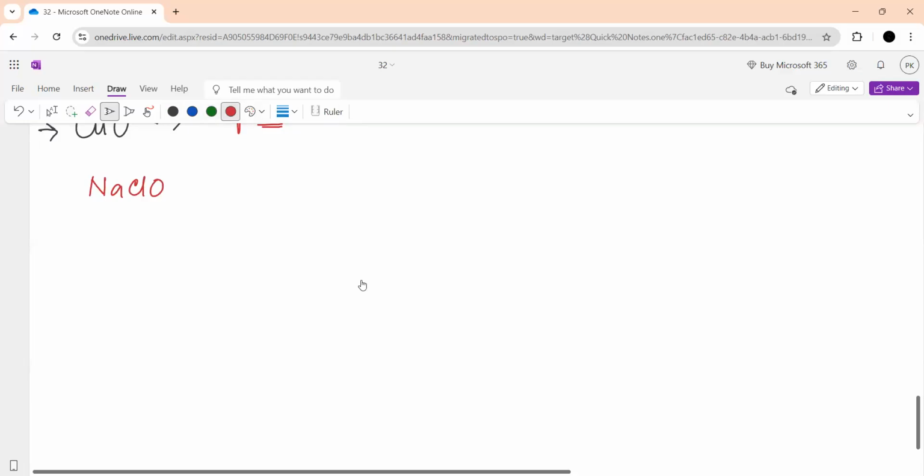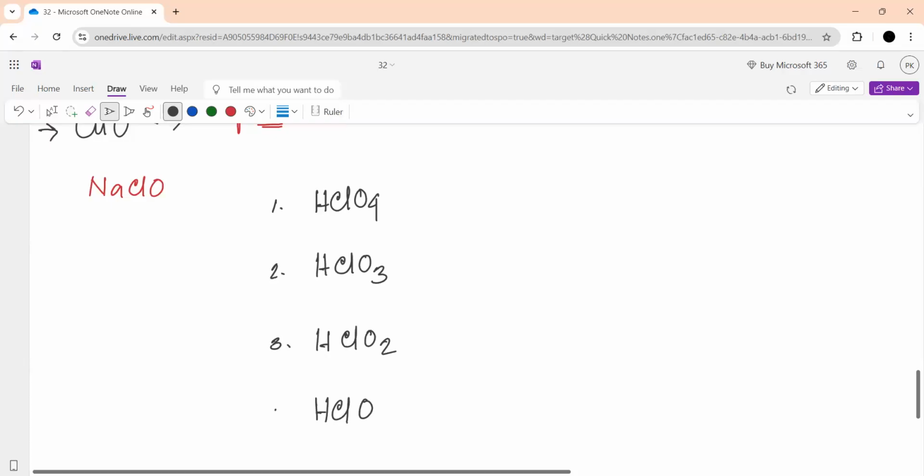I give you 4 compounds. One is HClO4. Second one is HClO3. Third one is HClO2. And the fourth one is HClO. Now determine the oxidation number for chlorine in the 4 cases. This one, this one, this one, this one. Determine the oxidation number for chlorine in the 4 cases and let me know.